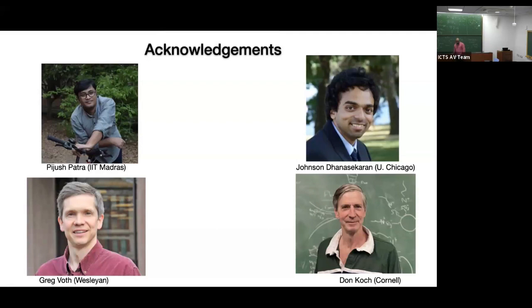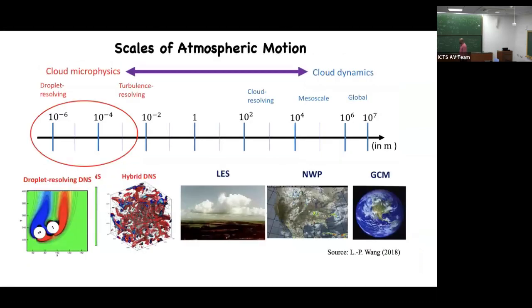A large part of what I'll talk about today is the work done by my PhD student, Pijush, who recently graduated. The work started out towards the end of my postdoc with Don at Cornell, and the experiments were then done in collaboration with Greg Voth at Wesleyan. Johnson, then a PhD student who subsequently went to U Chicago, was also involved at some stages in this work.